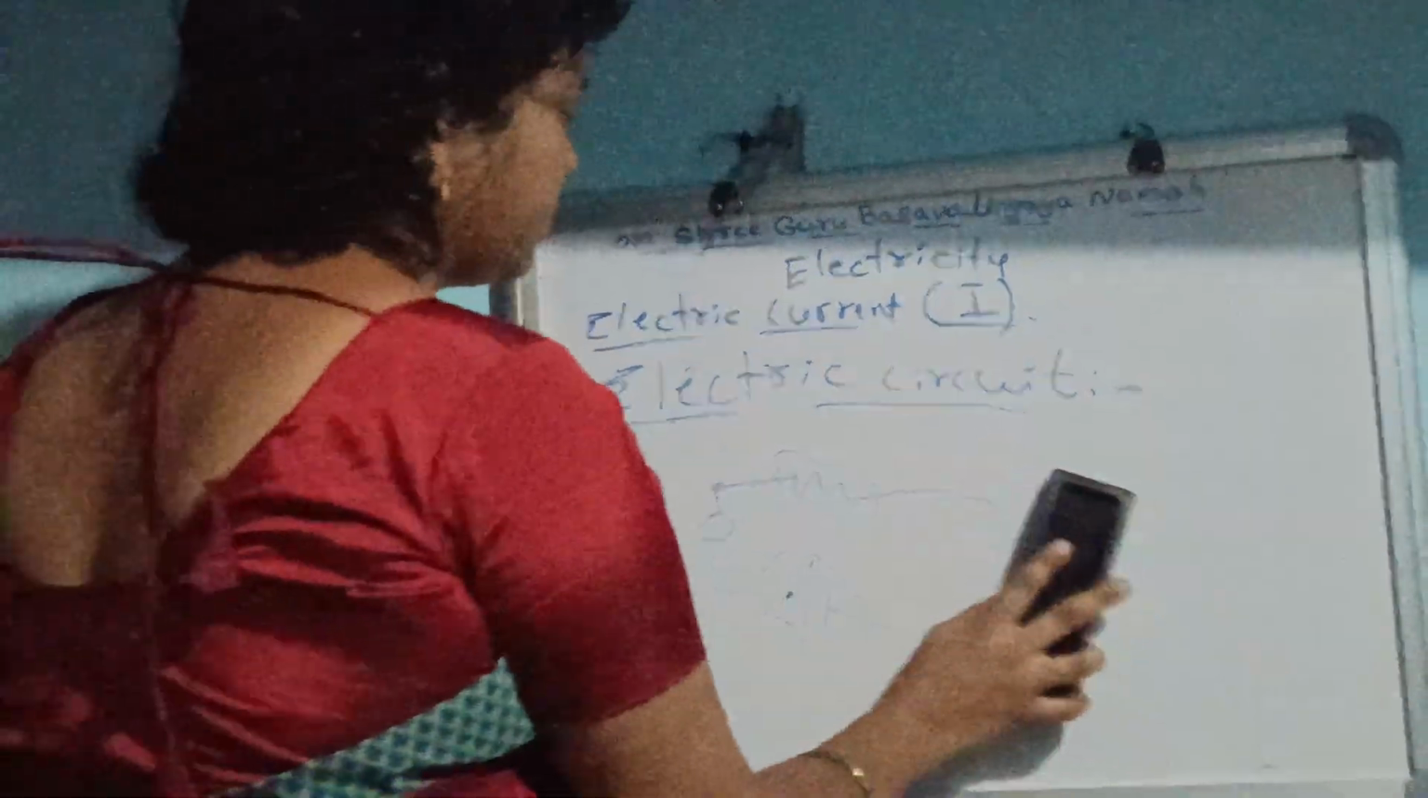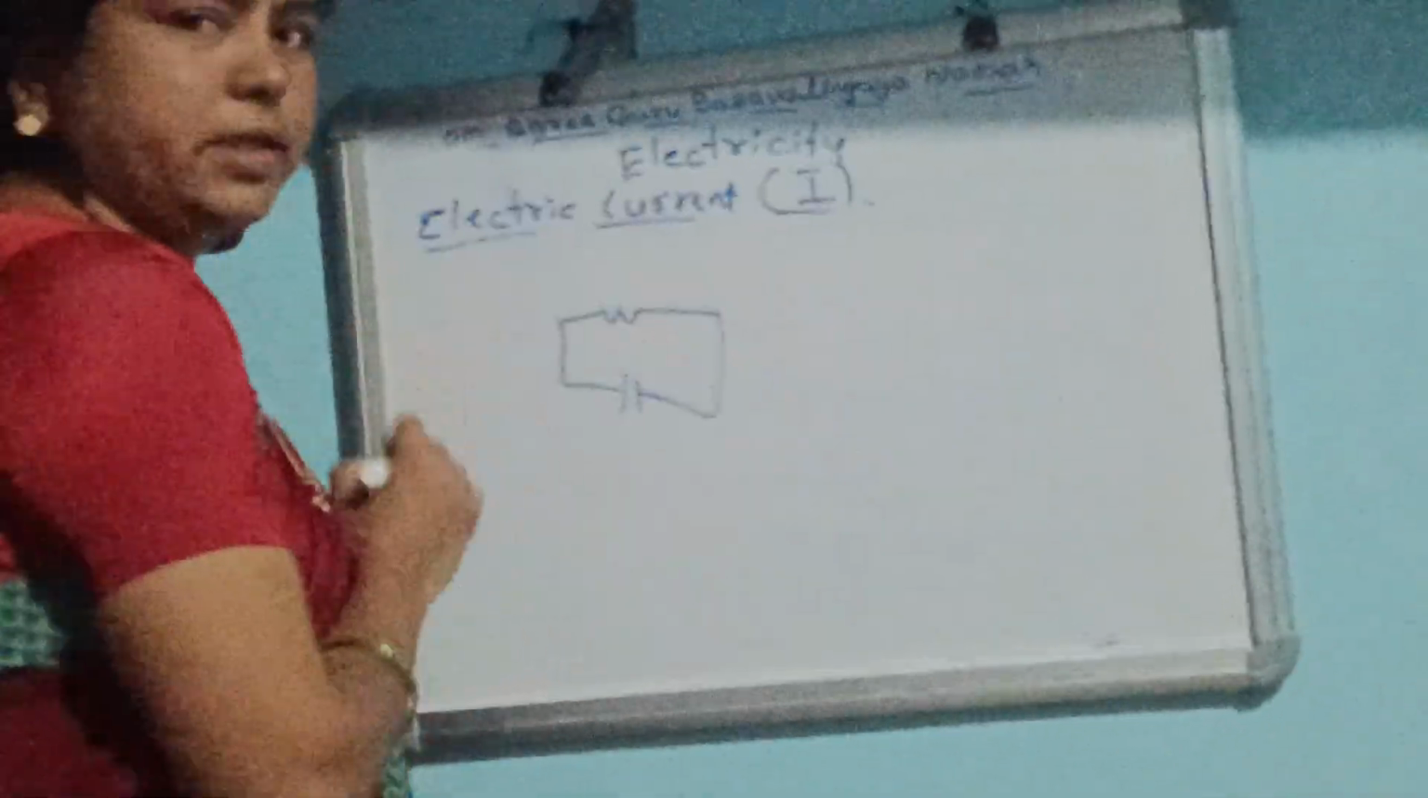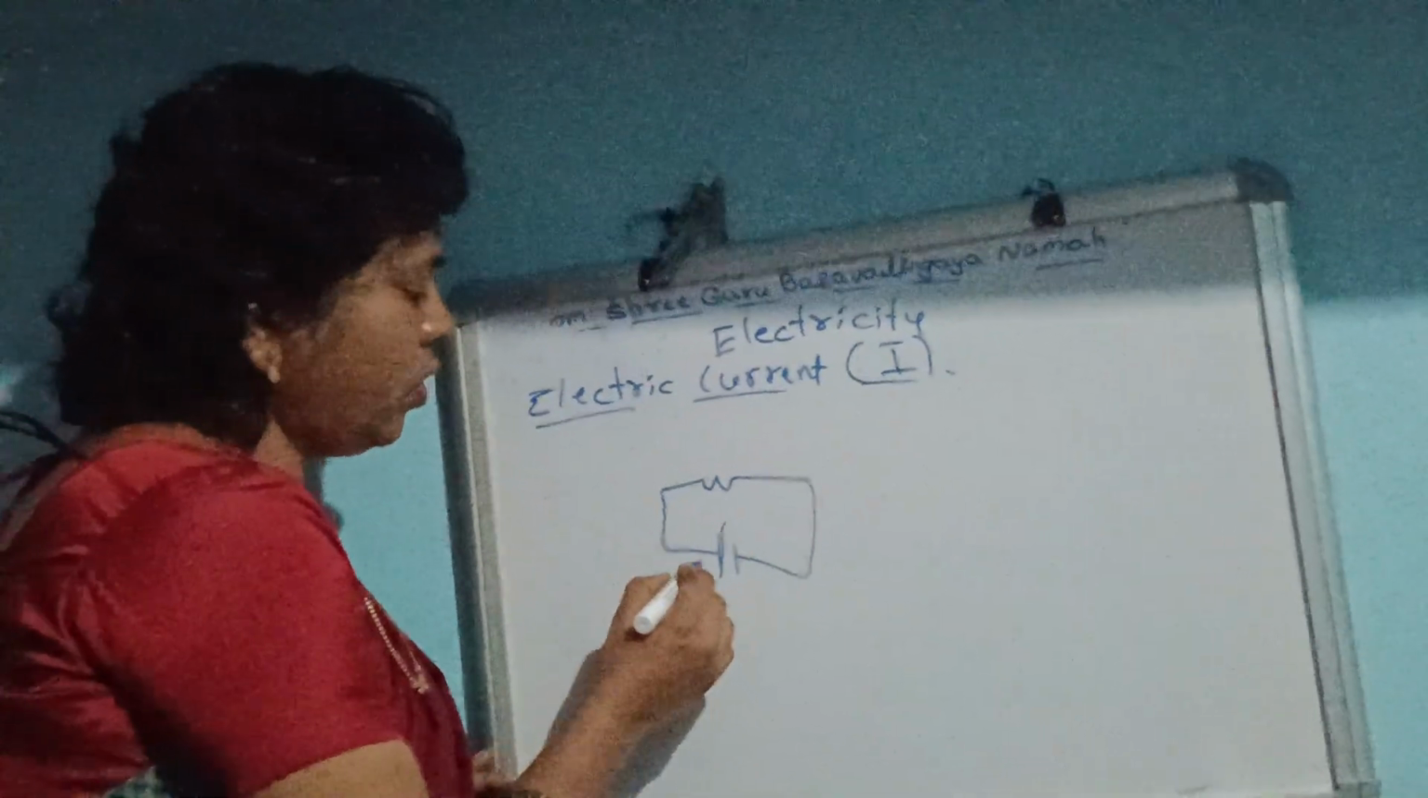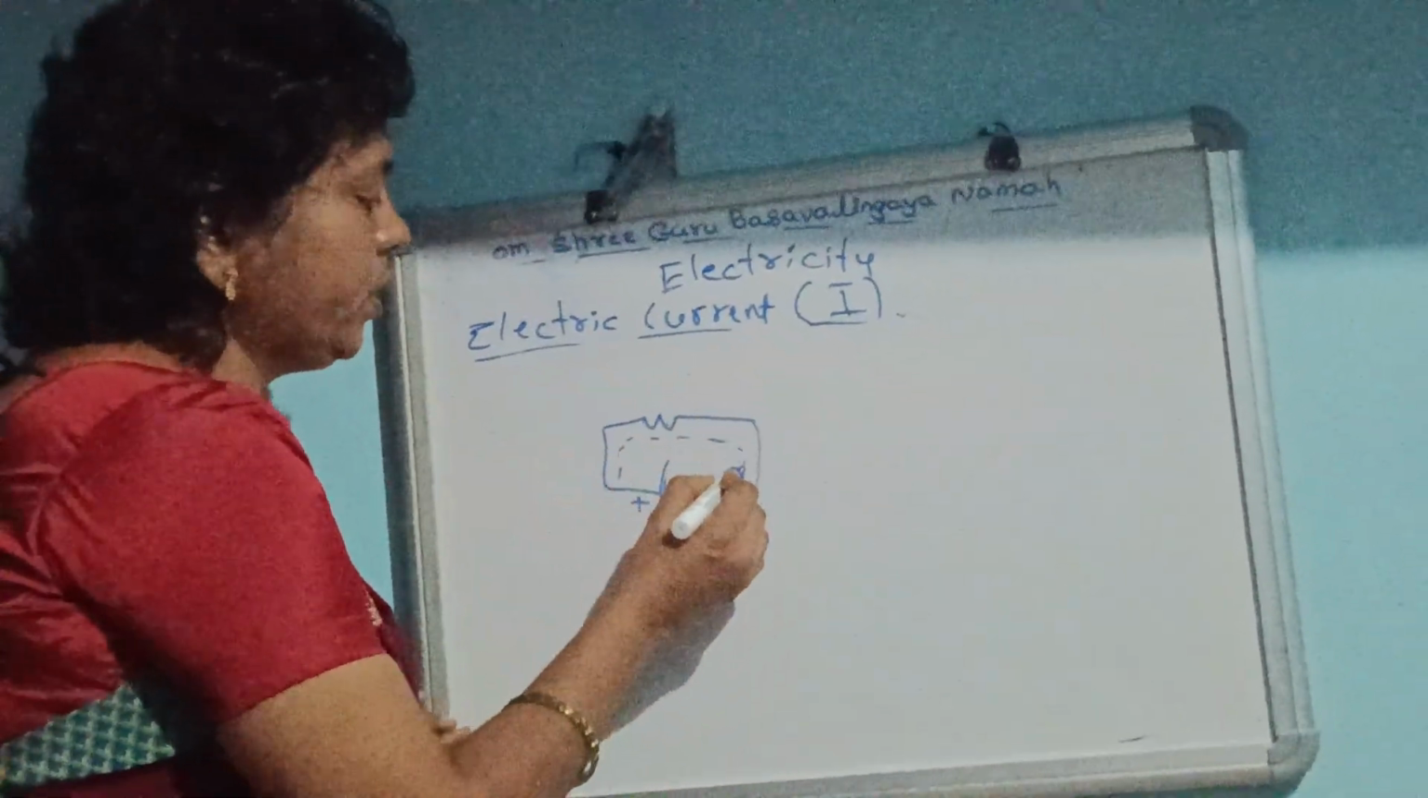Next, this is an electronic circuit. Suppose current moves from the positive terminal to the negative terminal.